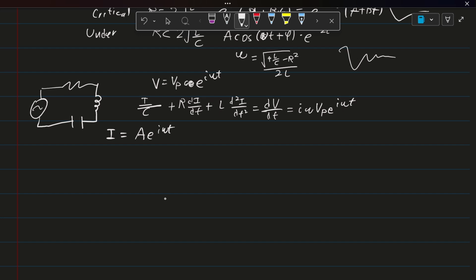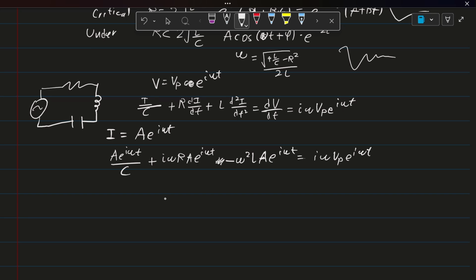So if we write it down, we could get A e to the power of I omega t over C plus I omega R A e to the power of I omega t plus negative omega squared L A e to the power of I omega t equals I omega Vp e to the power of I omega t.